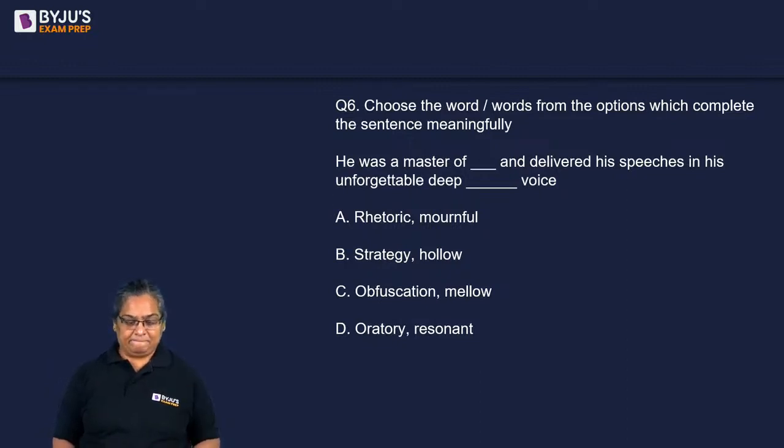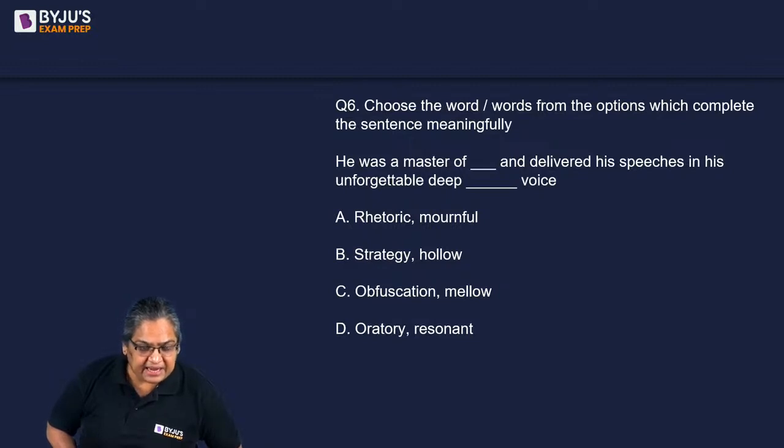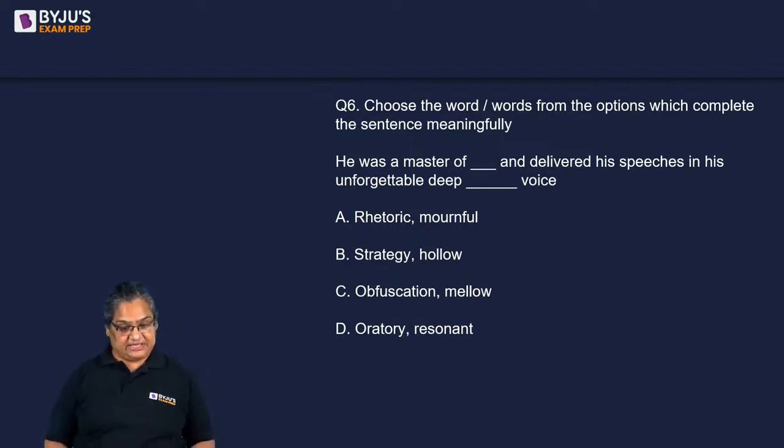Rhetoric and mournful, strategy and hollow. Okay, Amav and Imam both say A, Saket says C, Virendra says D, Tarun says B, Priyanshi C. Alright.